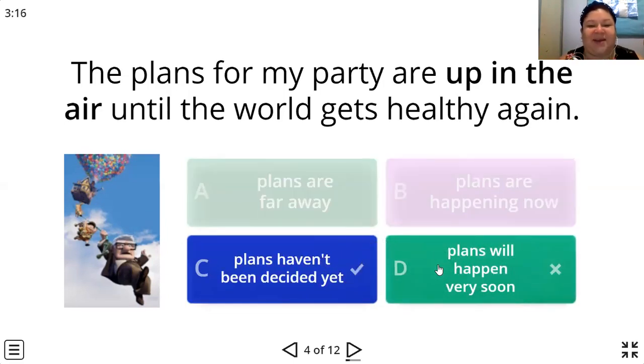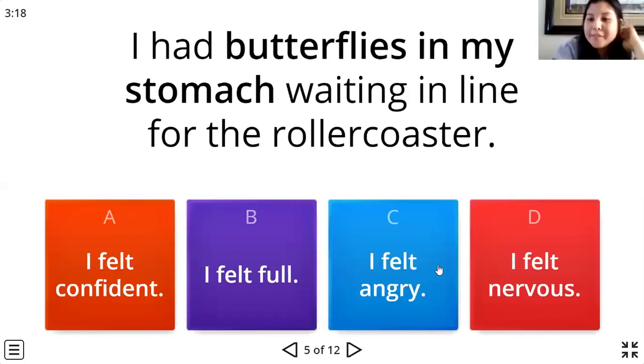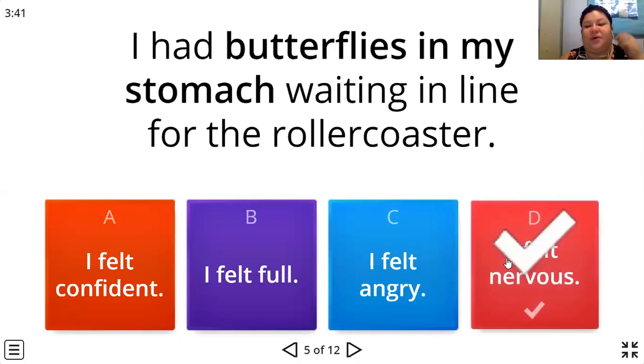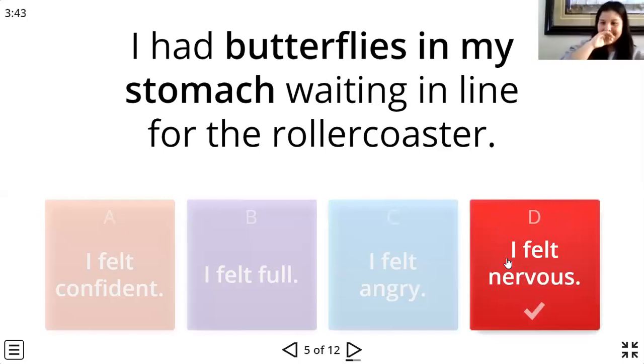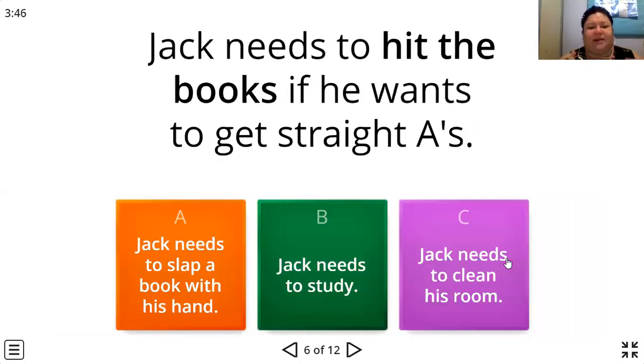There you go. My answers are in the chat box. Plans haven't been decided yet. I had butterflies in my stomach waiting in line for the roller coaster. Kirsten, Janet, Reyes Rosales, sweethearts, please. You feel confident, full, or nervous. I think it's D. Letter D. Don't worry. I felt very nervous, very good. Butterflies in my stomach. It's when you're nervous, or some people think when they're in love.